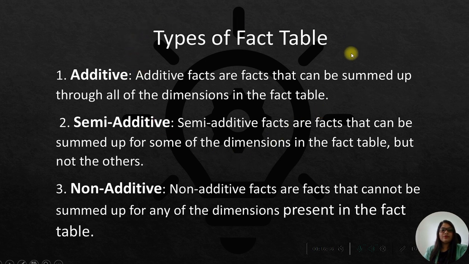Then we can see the types of fact table. So there are mainly three types of the fact table: additive, semi-additive and non-additive. So additive means what? The additive facts are the facts that can be summed up through all the dimensions in the fact table. Semi-additive facts are the facts that can be summed up for some of the dimensions in the fact table but not the others. And non-additive facts cannot be summed up for any of the dimensions present in the fact table.